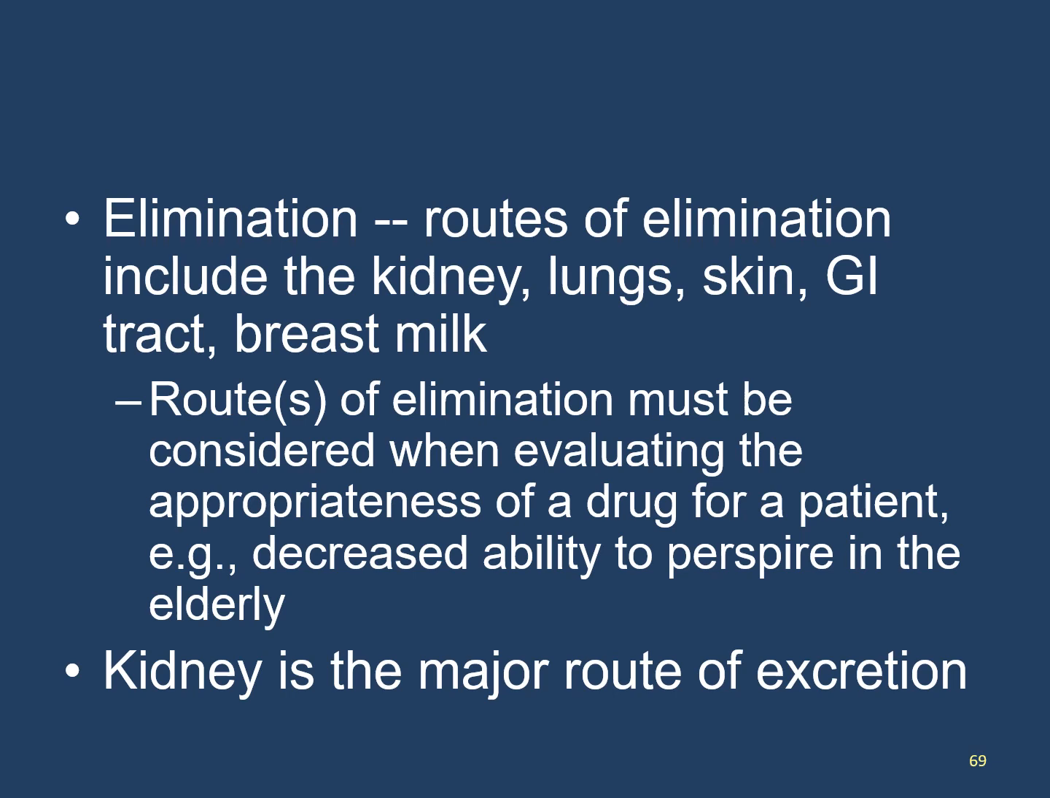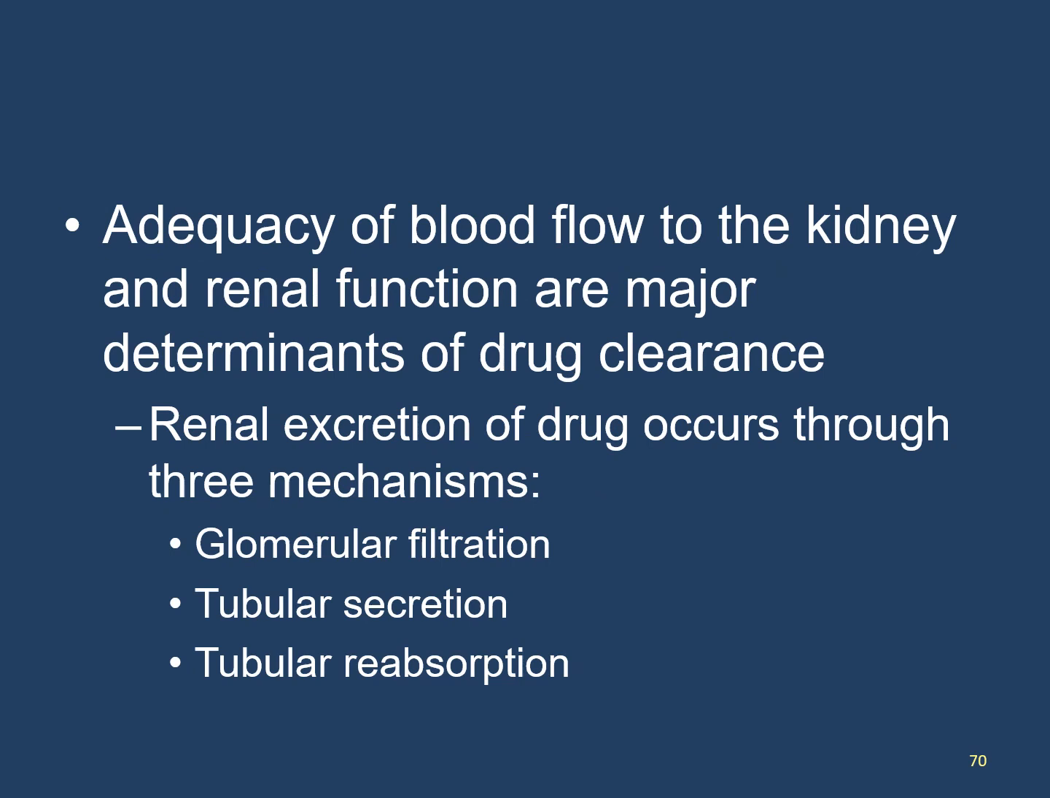Routes of elimination must be considered when evaluating the appropriateness of a drug for a patient, like the decreased ability to perspire in the elderly will impact the way that they can eliminate certain medications. But then again, like I said, in case it slipped your mind from the first 10 times I said it, the kidney is the major route of excretion, and so renal flow really is critically important. There's a lot that goes on there in the kidney, you might remember from your pathophysiology class. So some of the highlights here for the impact on renal metabolism and excretion are listed here.